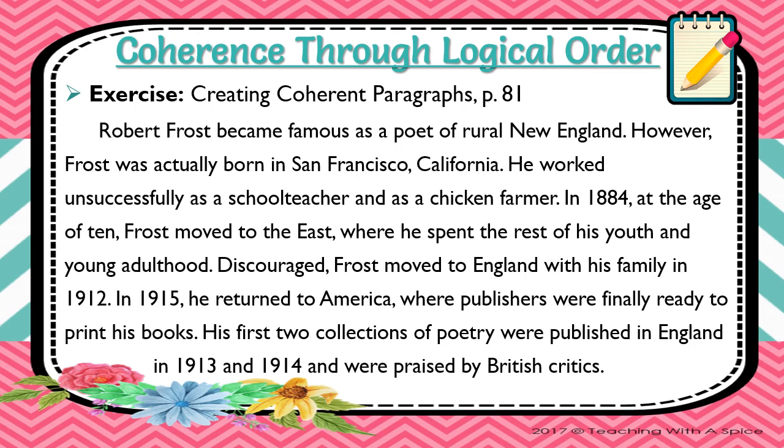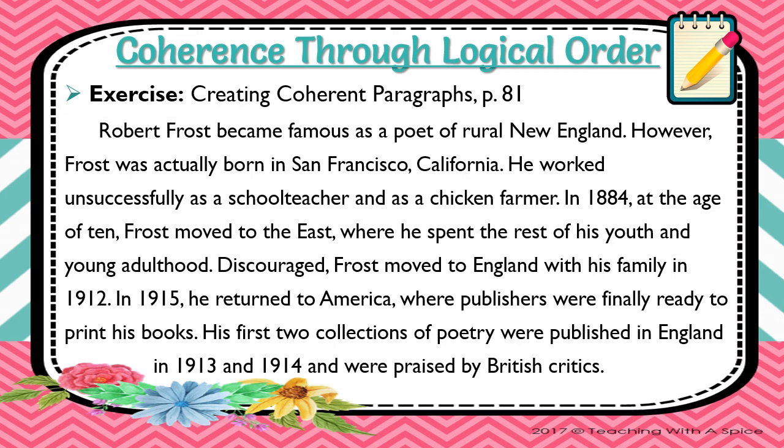So let's look back at the beginning. Robert Frost became famous as a poet of rural New England. That one's fine. It's kind of a topic sentence. However, Frost was actually born in San Francisco, California. Okay, that flows. So it talks about where he's from, but where he was actually born. So that's his beginning. So we can't get earlier than that. He worked unsuccessfully as a school teacher and a chicken farmer. So that implies that he's an adult. But the very next sentence says, in 1884, at the age of 10, Frost moved to the East. So we go from him being born to being an adult to being a child. So we've just gone forwards and then backwards. That doesn't make any sense, right?